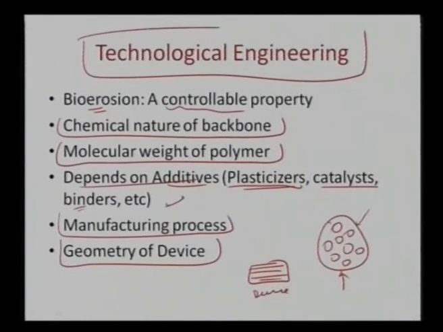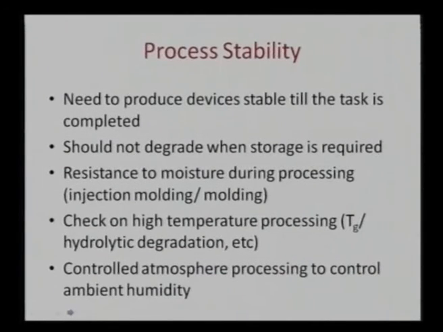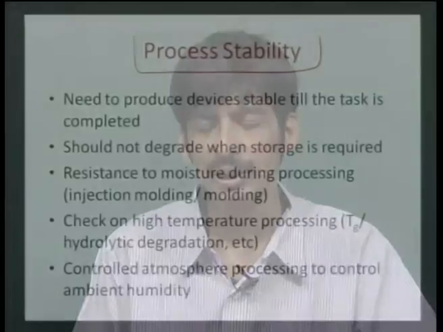So there is certain technological engineering also possible by controlling the overall chemical nature of the backbone, by controlling the molecular weight, or by controlling the additives, or even by the manufacturing process. So those are certain parameters which are available to us in terms of dictating the degradation rate which we want in a degradable polymer. But again we have certain limitations, like there is something called process stability, that we need the device to be stable enough for a much longer time till it has completed its task. So if the device starts degrading at a much faster rate than predicted, then it has not served its purpose.